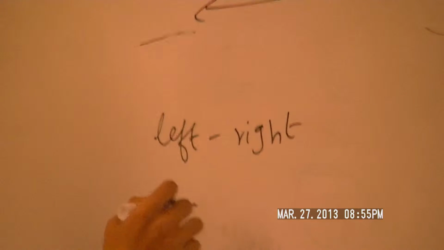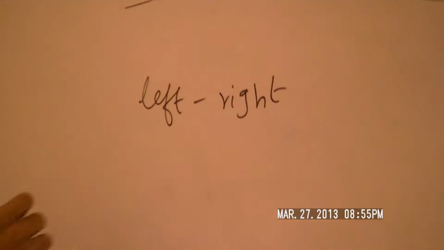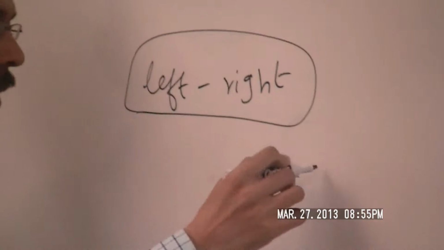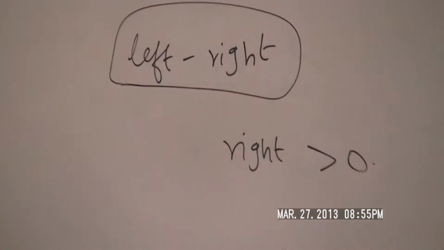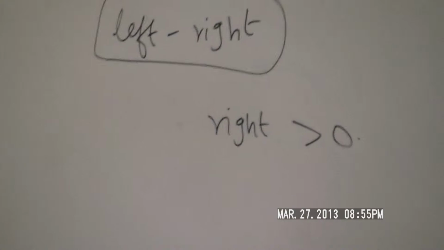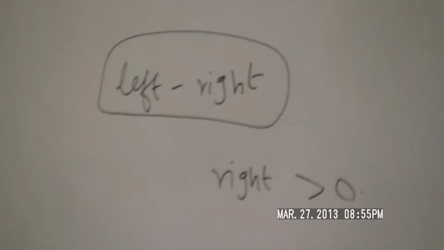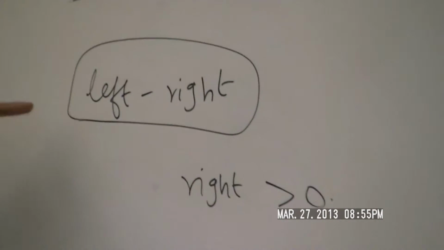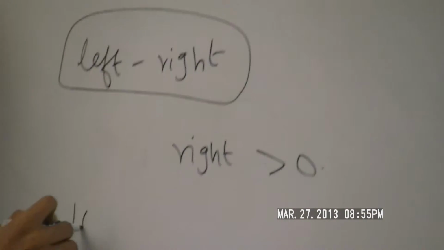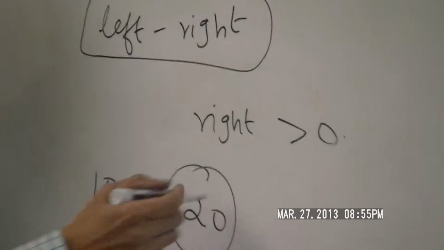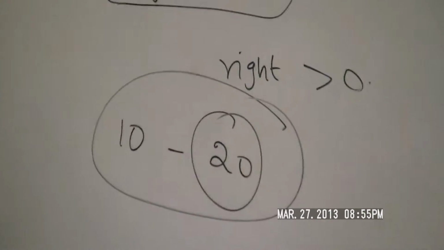Okay? If right is greater than 0, right? So when you subtract, what you are doing? You are decreasing, right? But if right is greater than 0, the whole value is going to reduce further, yes or no? Yes. So for example, if you have 10 and you are subtracting by 20, as long as this is greater than 0, the overall value is going to only reduce.